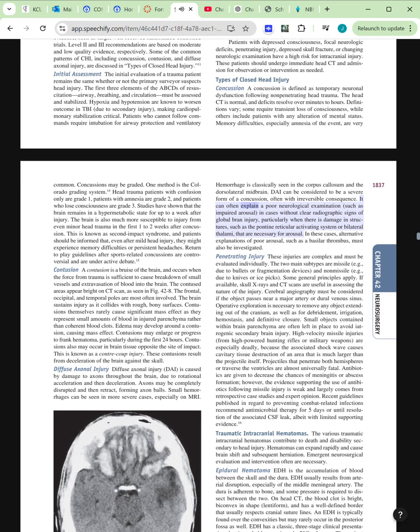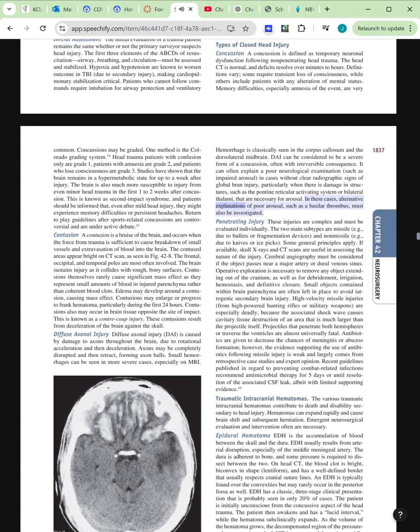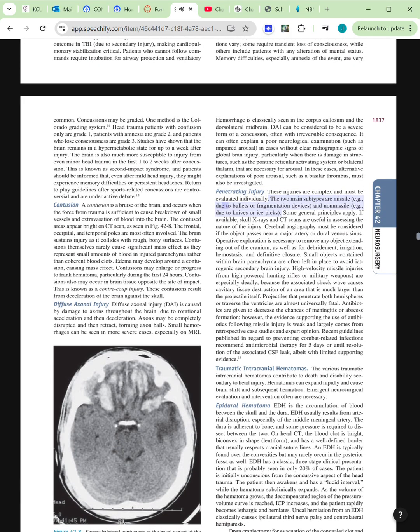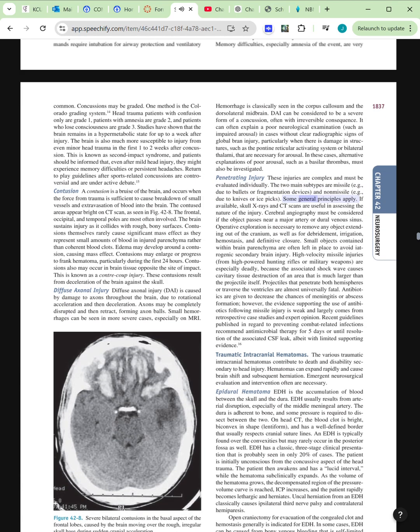It can often explain a poor neurological examination, such as impaired arousal, in cases without clear radiographic signs of global brain injury, particularly when there is damage in structures, such as the pontine reticular activating system or bilateral thalami that are necessary for arousal. In these cases, alternative explanations of poor arousal, such as a basilar thrombus, must also be investigated. Penetrating injury. These injuries are complex and must be evaluated individually. The two main subtypes are missile, e.g., due to bullets or fragmentation devices, and non-missile, e.g., due to knives or ice picks. Some general principles apply.